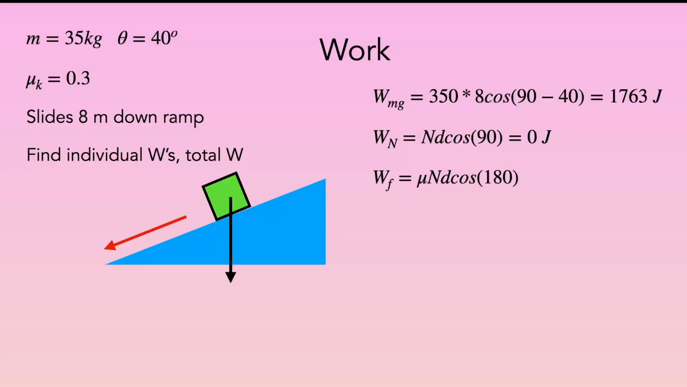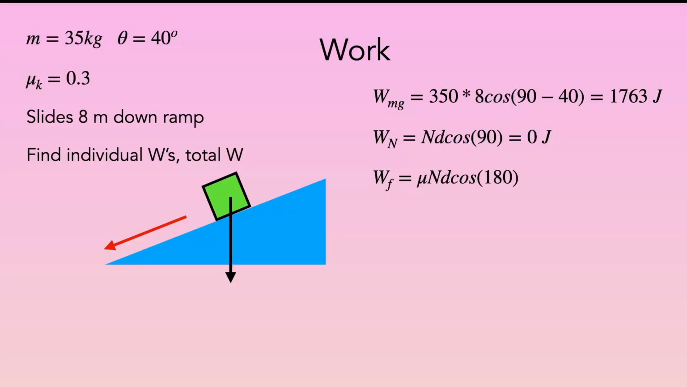Friction. No, we actually have to calculate the friction. Mu times the normal force times d times the cosine of 180. Remember, friction pushes up the ramp. D is down the ramp. The angle between those is 180. Notice I didn't use 40 degrees really for any of these arguments for the dot product.